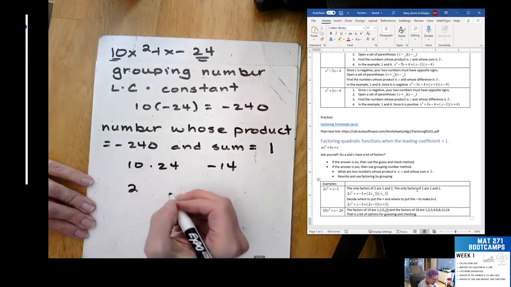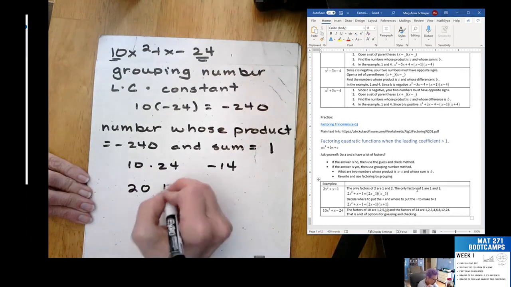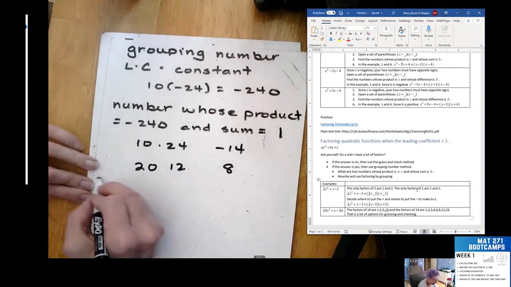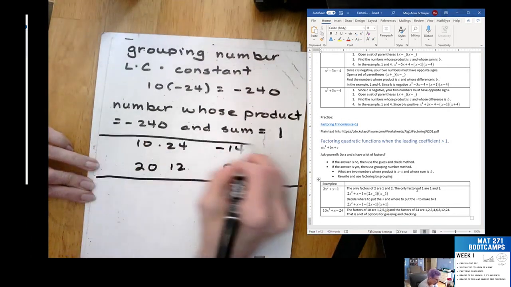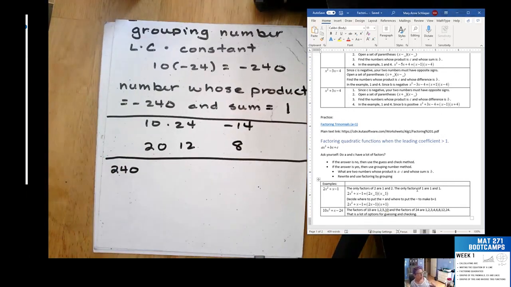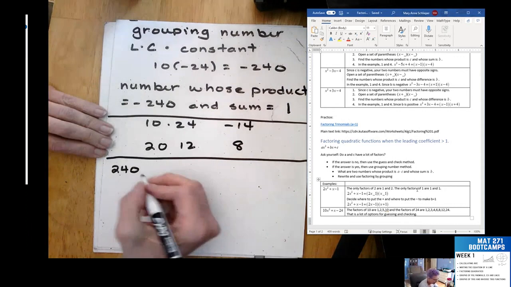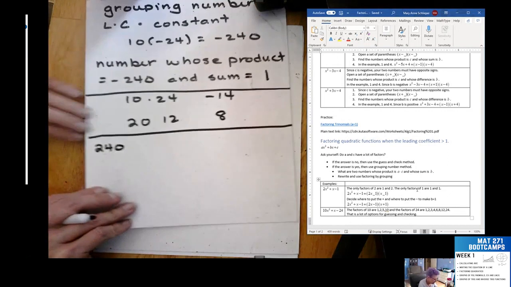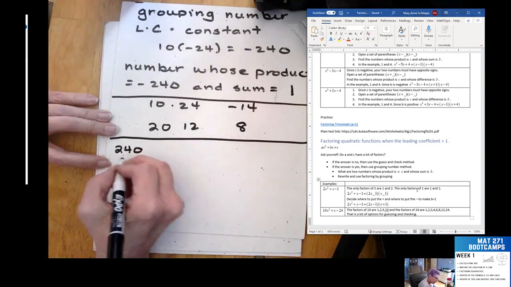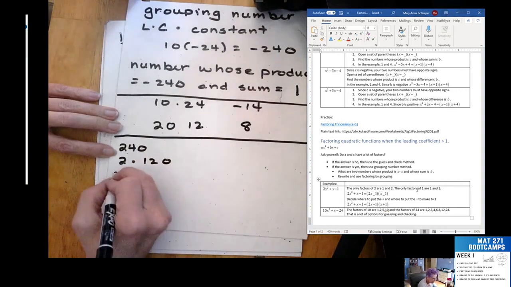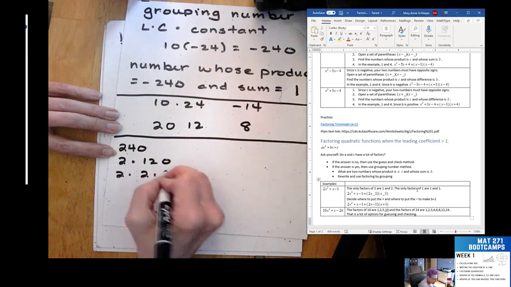I could have 20 and 12. But the difference between those is 8. So now I'm getting a little frustrated. So what I do is I look at 240 and start thinking of all the different ways I could multiply and get that thing. And there's a lot, because there's all these different factors. So let's try 2 times 120, 2 times 2 times 60.